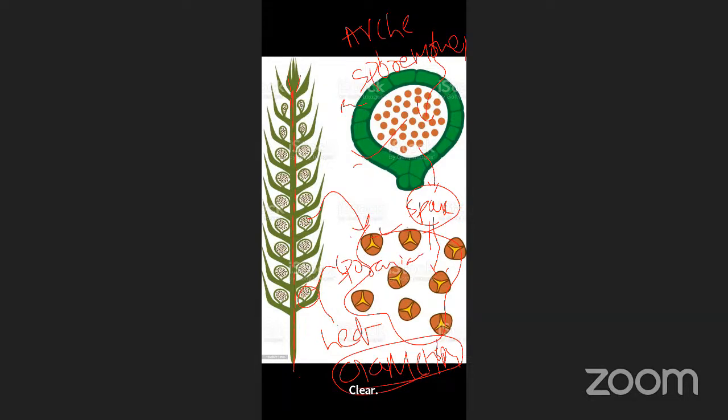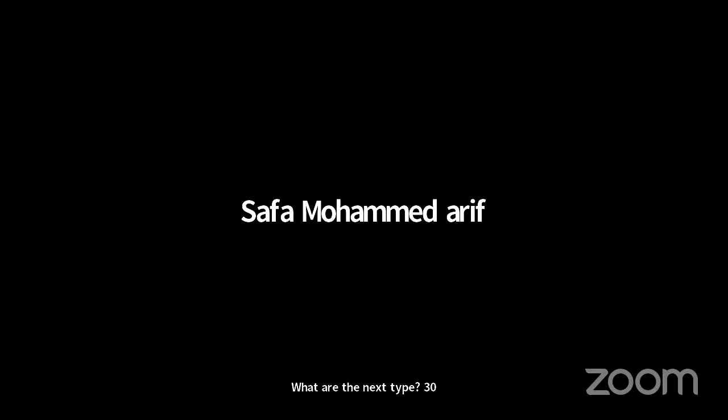Next one. What is the next type study? Equisetum. If you see Equisetum, the main plant body is sporophytic or gametophytic? Sporophytic, right. And it also has the root system, shoot and leaf.